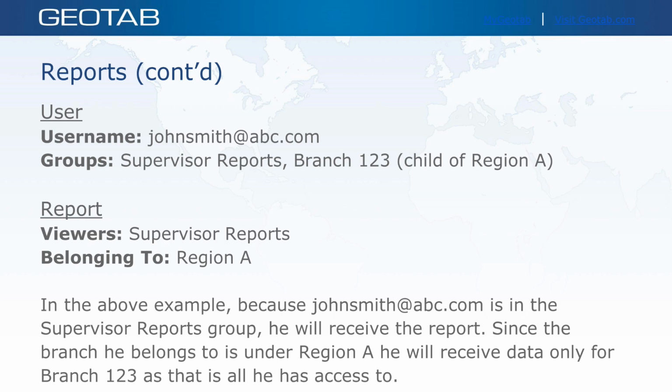Now we look at the report. So we've set the viewers to be supervisor reports, and we set the belonging to be region A. So the belonging to is actually saying anything in region A and below. So when we look at those two things, because John Smith at abc.com is in the supervisor reports group, he will receive that report because that's what we set up as the viewers. And since the branch that he belongs to is under region A, he will also receive the report for just branch 123, which is all that he has access to.